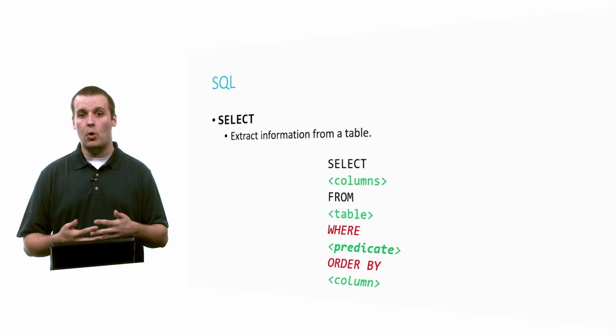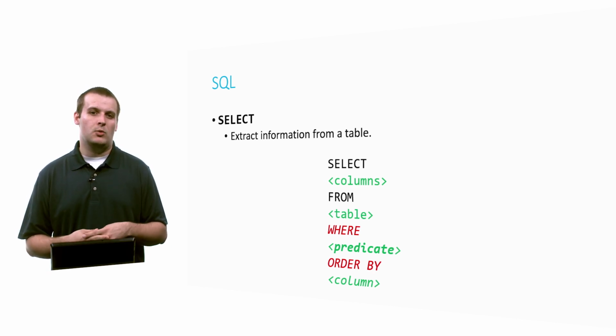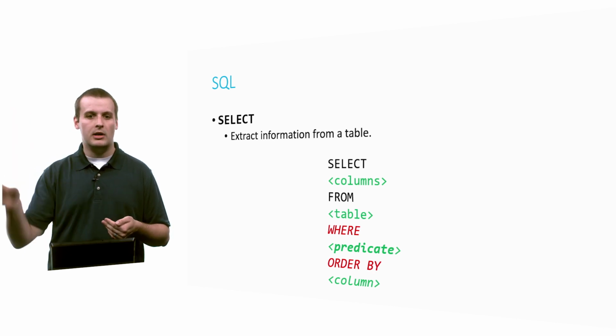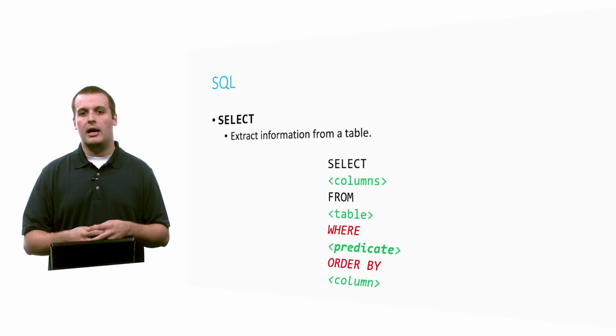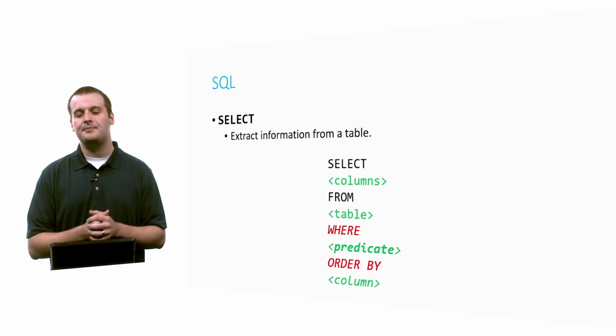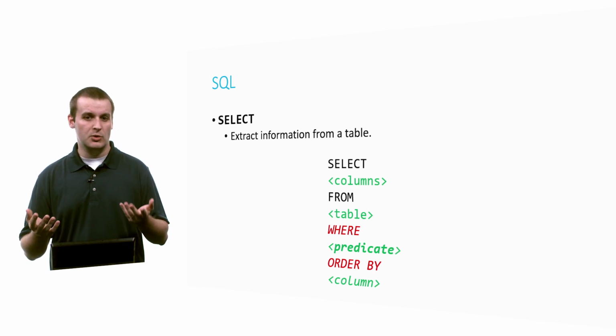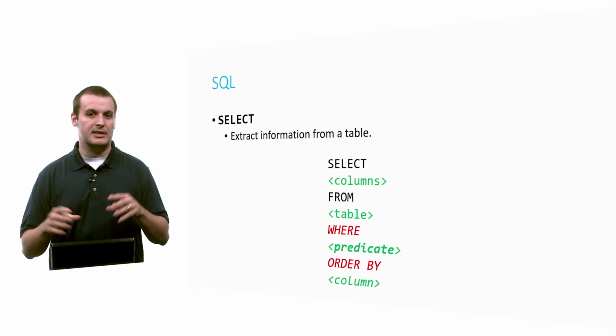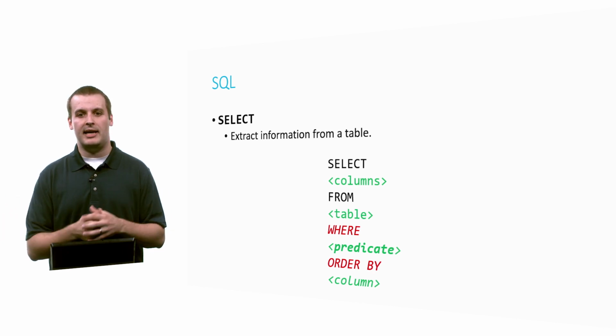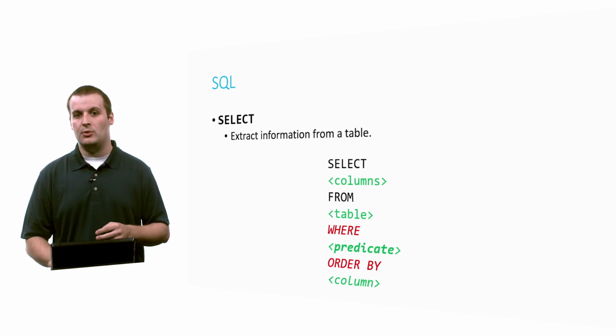And then optionally, you can also order by a particular column. So maybe you want to have things sorted alphabetically based on one column or alphabetically based on another. Again, where and order by are optional, but they'll probably be useful, particularly where will be useful to narrow down so you don't get your entire database back and have to process it. You just get the pieces of it that you care about.